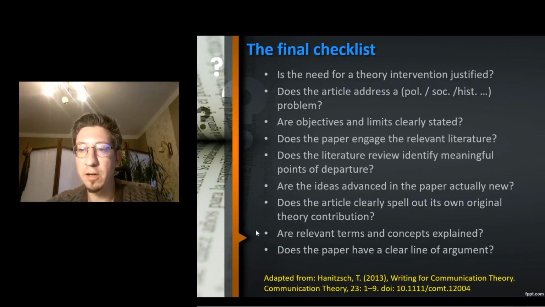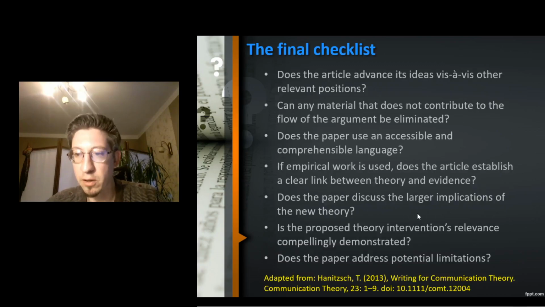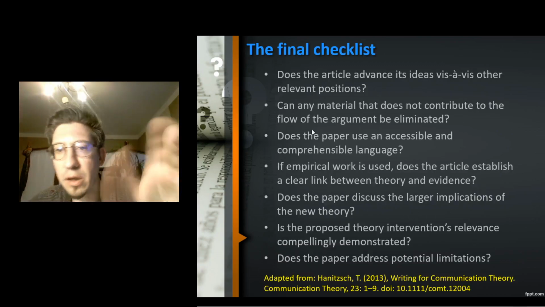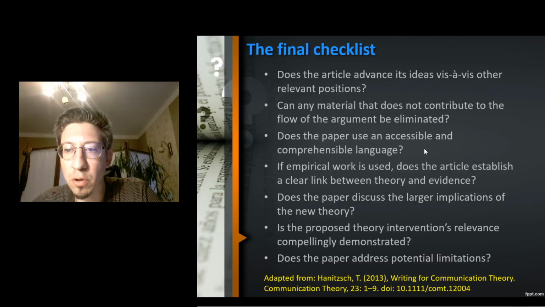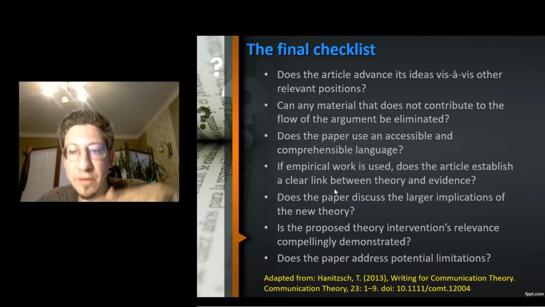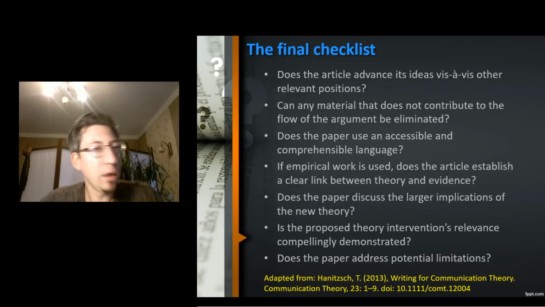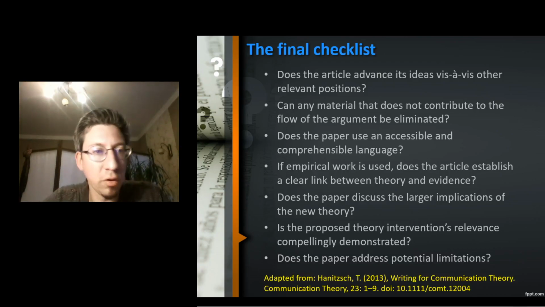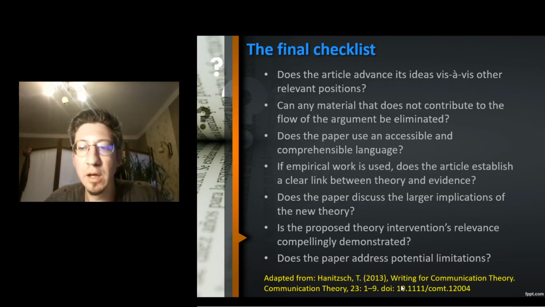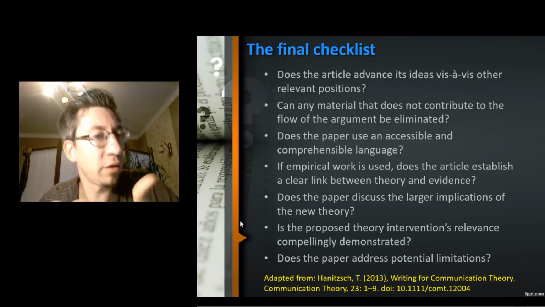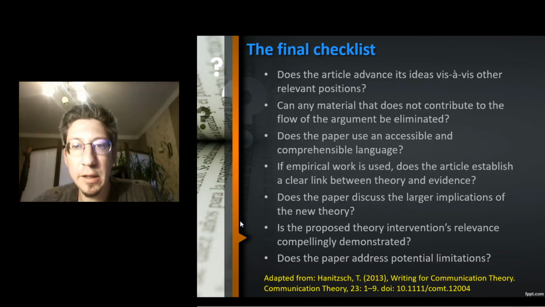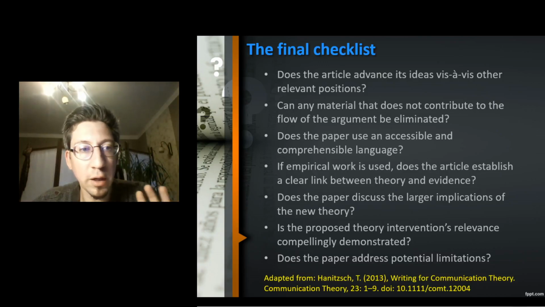Does the paper have a clear line of argument? And then there are more questions. I'm not going to go through all of them. Is the language accessible? If you use empirical evidence, is there a clear link between the theory and the evidence? So check this list and use it. If you quote this list for any reason, also don't forget to mention Humanities and this reference, because that's the original. And that's where I'm going to stop. This is enough for theory.